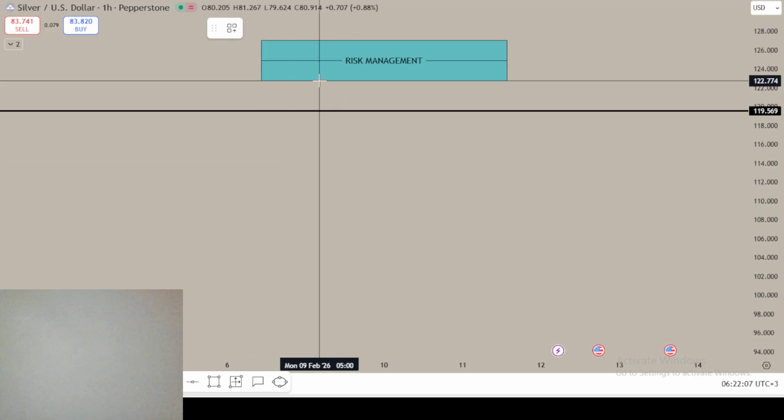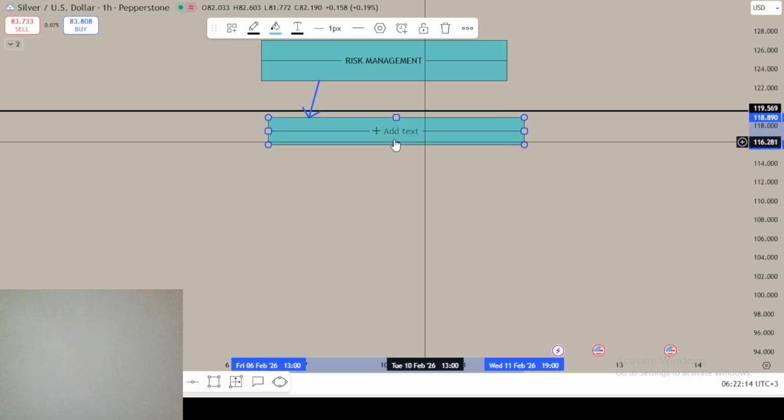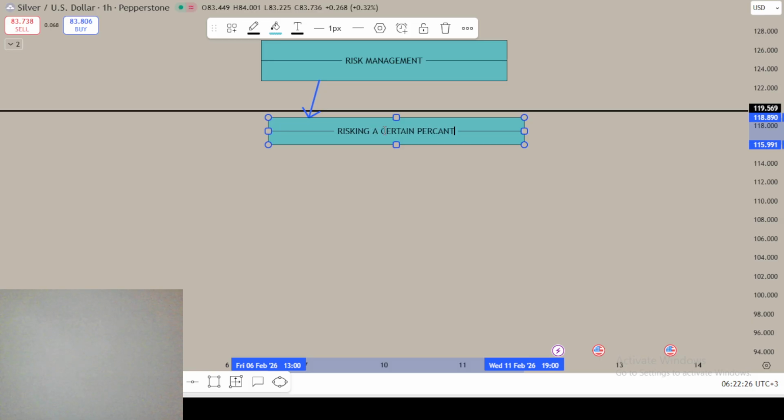Risk management is risking a certain percentage of your account, a certain percentage of your account, under a specific risk to reward target.